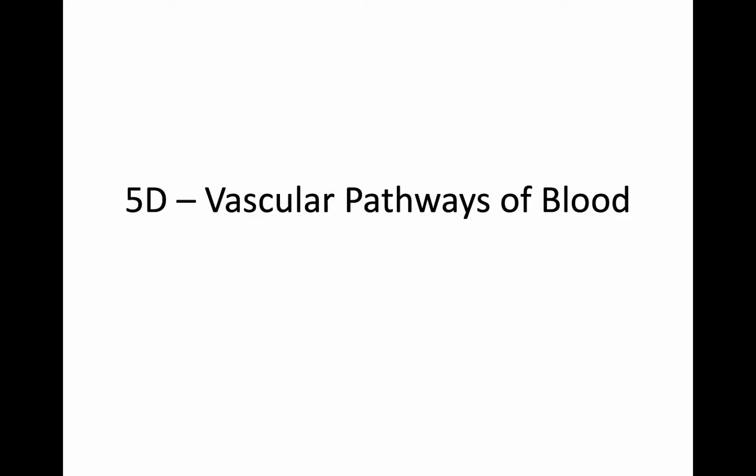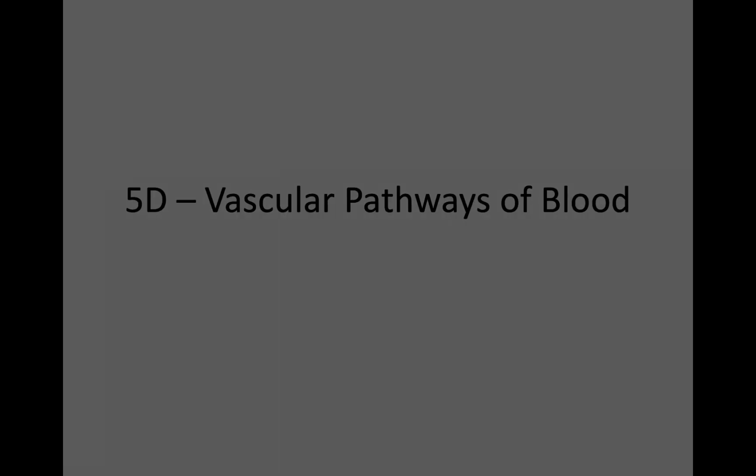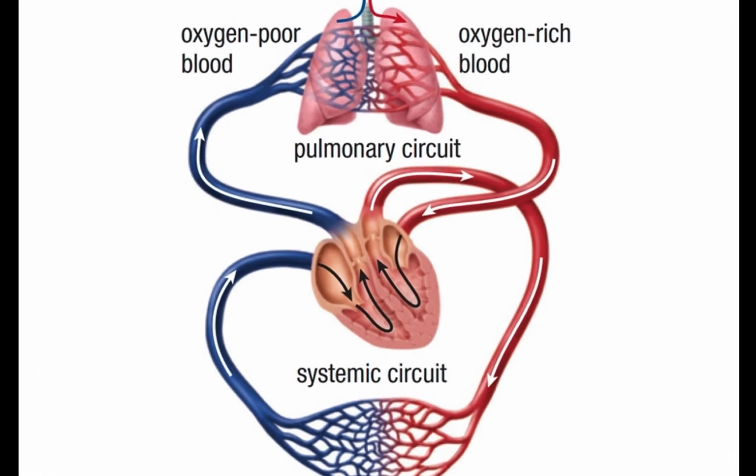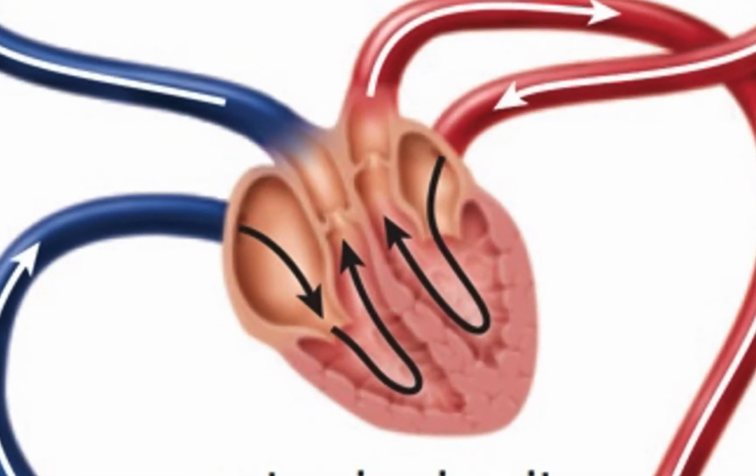5D, the vascular pathways of blood. There are two vascular paths or blood vessel paths for blood, the pulmonary pathway and the systemic pathway. The pulmonary pathway is the collection of blood vessels that take deoxygenated blood from the body to the lungs.